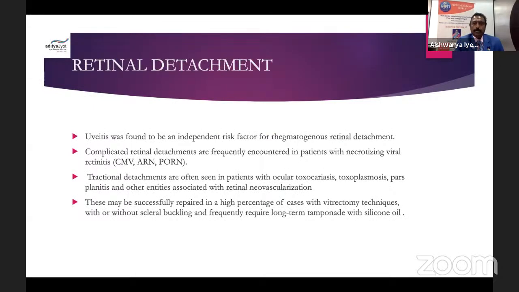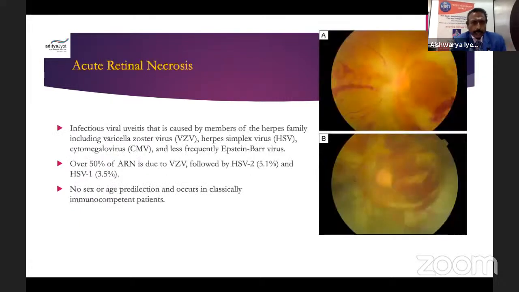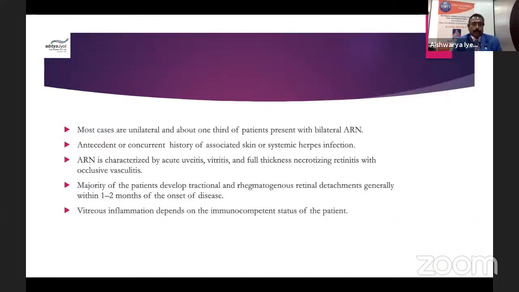And uveitis was found to be an independent risk factor for rhegmatogenous retinal detachment, particularly in CMV, ARN, and PORN. An acute retinal necrosis, and I remember we were operating a vitrectomy for acute retinal necrosis because they end up with multiple breaks and retinal detachments and silicone oil, and that is in 1986 when silicone oil we had just started using in Sankara Nethralaya. Otherwise, we were removing oils. Most cases are unilateral, and about one third of patients present with bilateral acute retinal necrosis. And I remember there's a Japanese author whose name the syndrome is associated with, Urayama, I think.